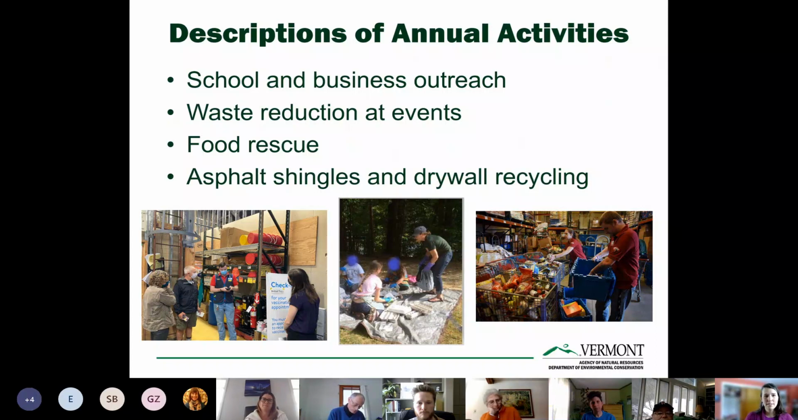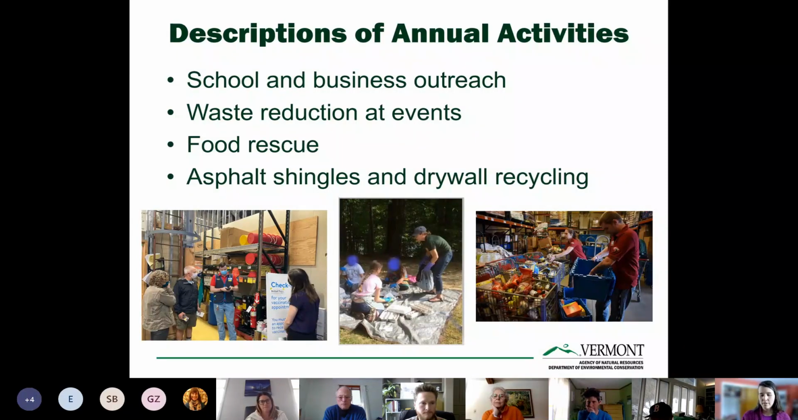And then, yes, the real substance of the SWIP report is descriptions of your annual activities, like the school and business outreach, of course, which is the real big one. Also waste reduction at events, food rescue, and the asphalt, shingle, and drywall recycling options. But even for these, what you do might be a little bit different, but maybe there are some similarities with the previous year, or at least you want to see how you described it the previous year. So I still think that having the previous verified report and the new blank report together might be really helpful.